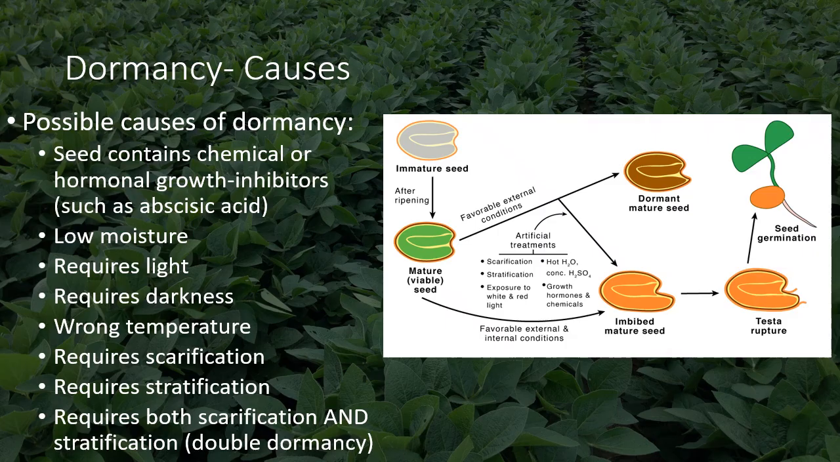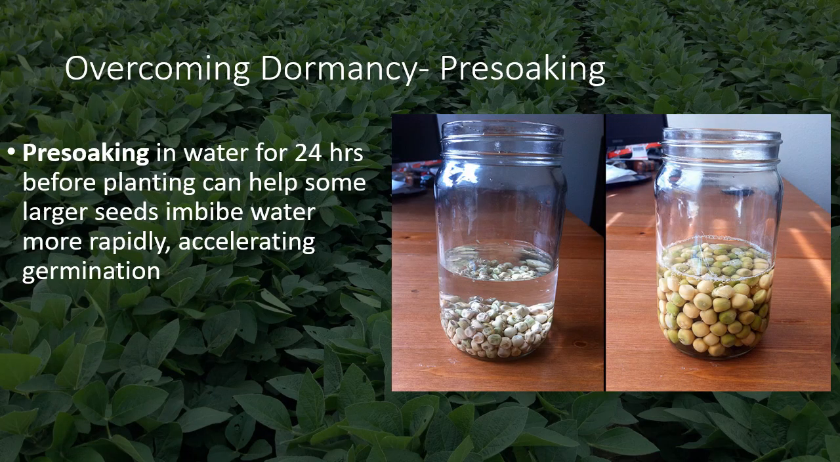Sometimes seeds will require darkness. If they're exposed to light, that will induce dormancy. If they're at the wrong temperature, such as lettuce, if lettuce seed is exposed to temperature above 80, many of the seeds will go dormant because of high temperature. Sometimes they require scarification. Sometimes a seed will require stratification, and sometimes seeds require both scarification and stratification in order to overcome dormancy.